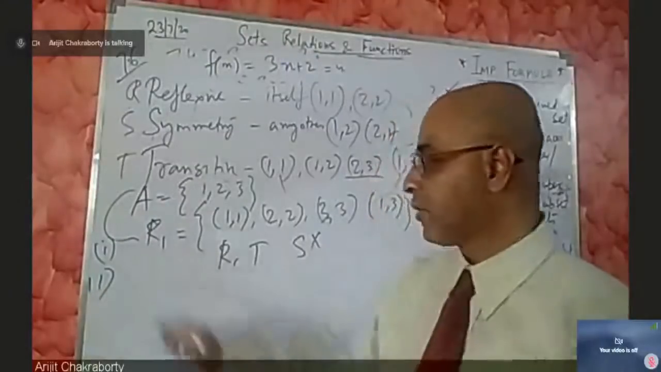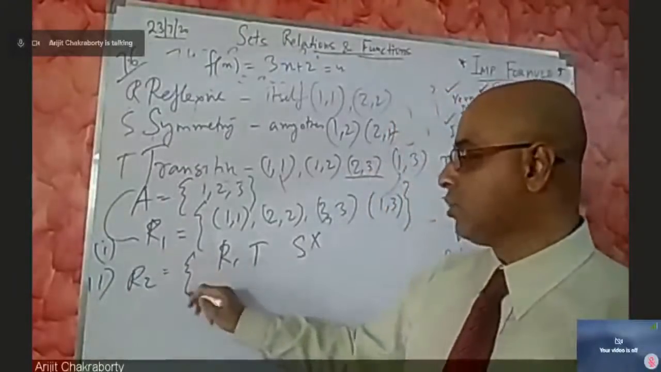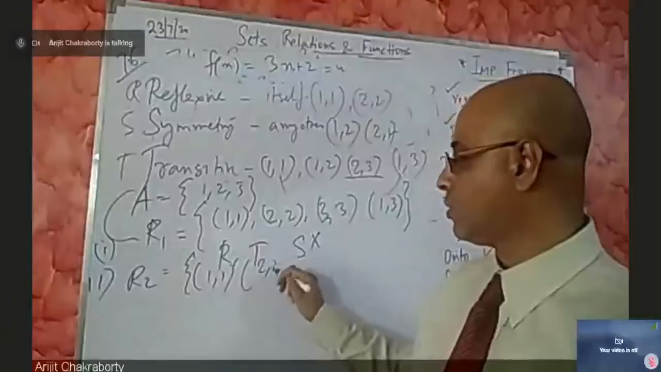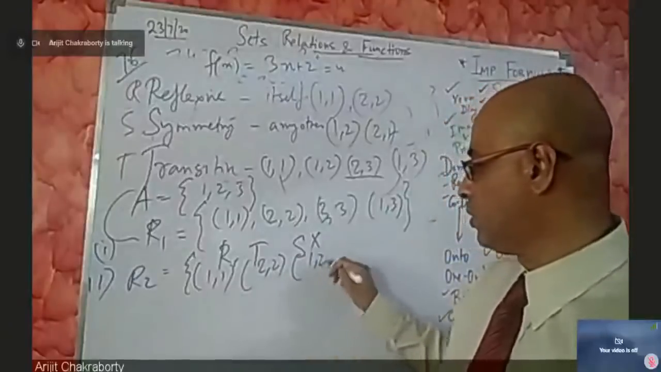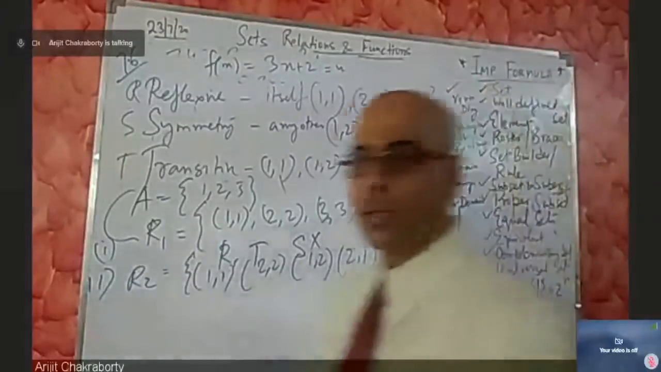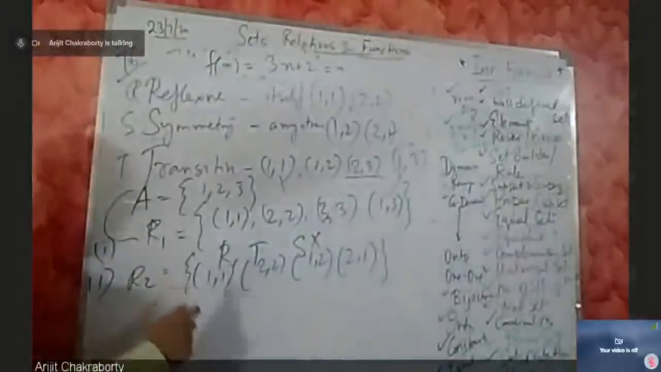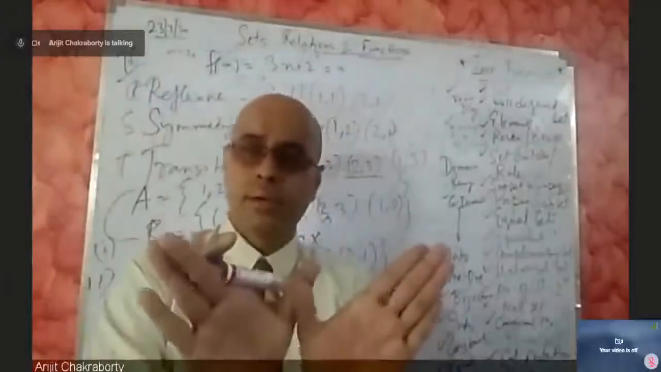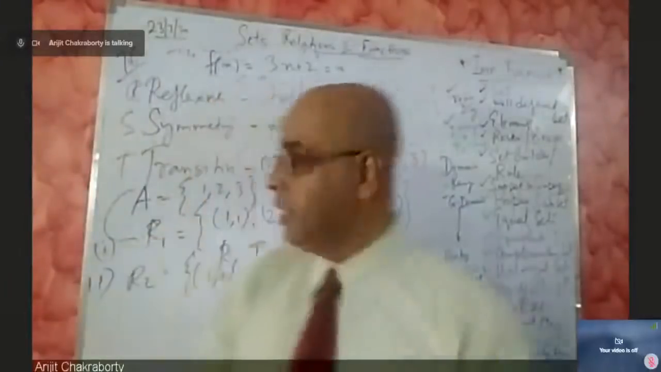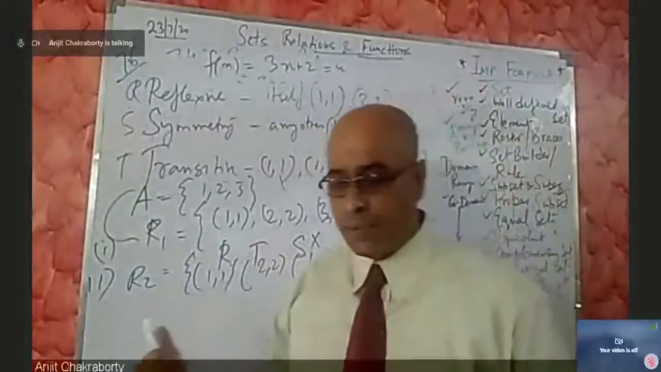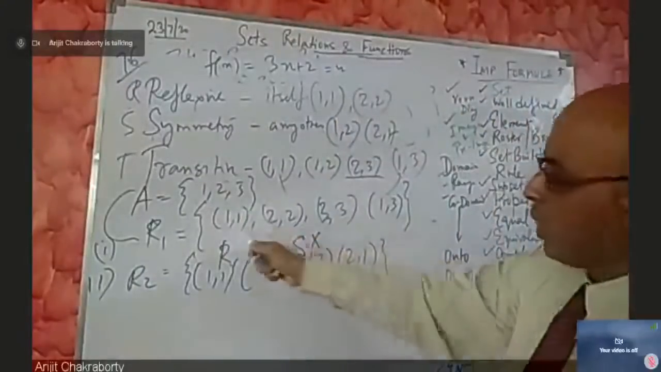Second case, I write R2. R2 I will write like this: 1,1, 2,2, 1,2, and 2,1. What type of relation is this? 1,1 and 2,2 means it is reflexive. 1,2 and 2,1 means it is symmetric. But we don't have the relation of 1 and 3. So the second case, if you see, we are having 1,1 and 2,2.